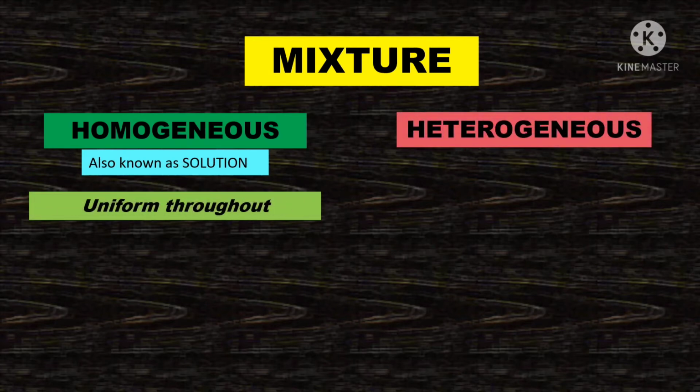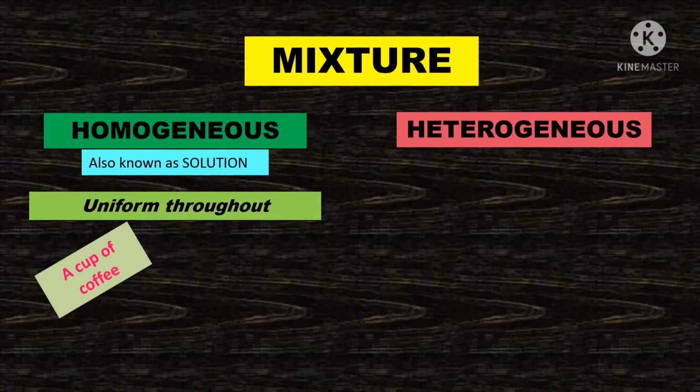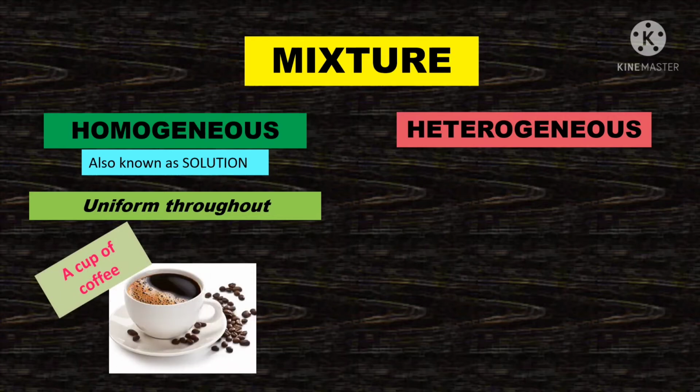Homogeneous mixture is uniform throughout, which means they have the same composition and properties as a whole. For example, a cup of coffee. We may not be able to distinguish anymore the components that made up a cup of coffee. We may not be able to see which is sugar, which is coffee powder, and water.